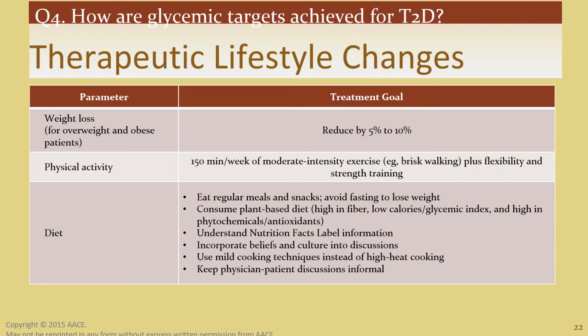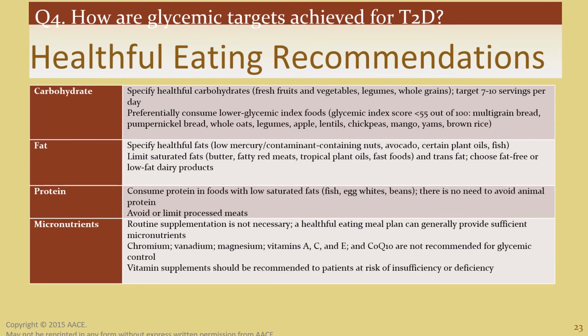So looking at it a little more specifically, so weight loss. Initial treatment goals should be to reduce their weight by 5 to 10%, increase their physical activity, so diet, eating regular meals and snacks, trying to have a high fiber, reduce their calories and watch the glycemic index of their foods, learn a little bit about reading nutrition facts, and they want to have healthy carbohydrates, fresh fruits, lots of vegetables, whole grains.